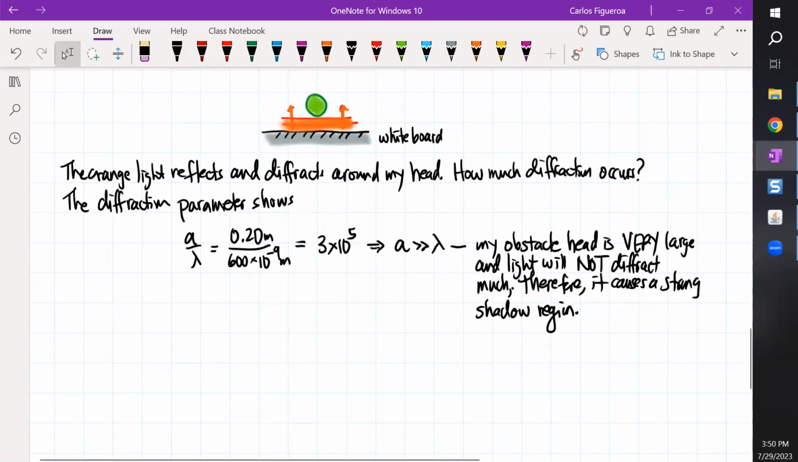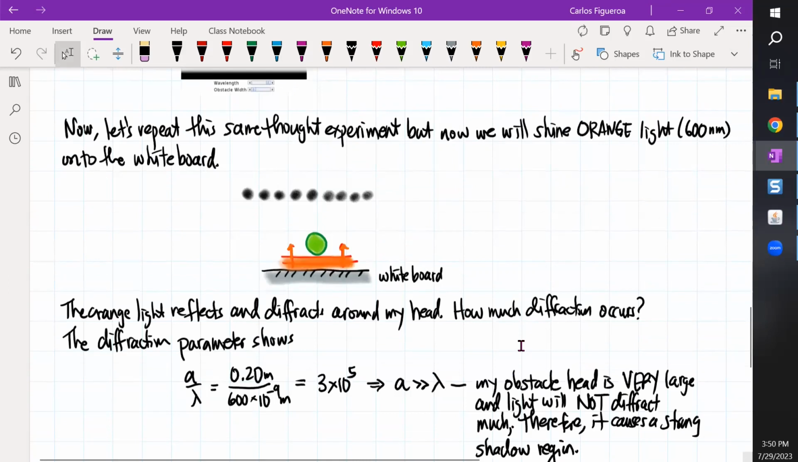So when I look at this picture here, we're going to see that right here I'm going to have a strong shadow. The wavelengths are too small. As a consequence, you're seeing this orange light, but it's not getting behind my head. So this is my shadow region.